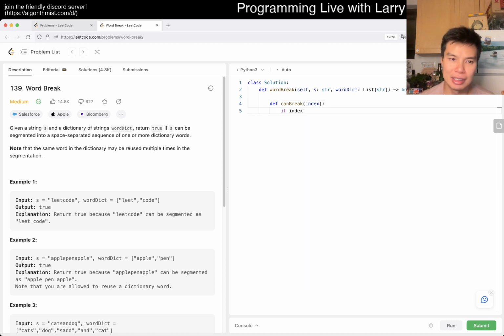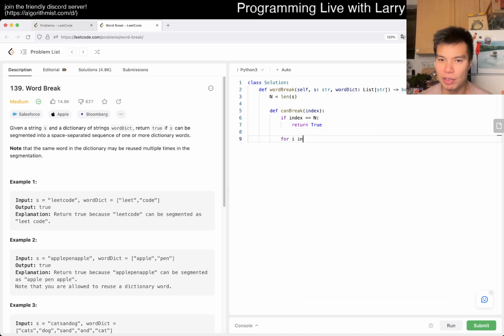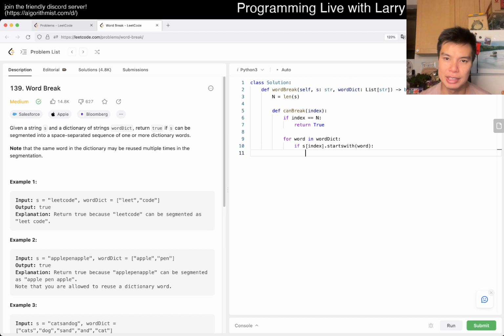If index is equal to n, then we return true, because that means the suffix contains 0 characters. Otherwise, we just brute force: for word in word dict, if S of index starts with the word, and can break of index plus length of word is true, then we return true, because we want to early terminate. Otherwise we return false. That should be pretty much good. We can do can break 0.